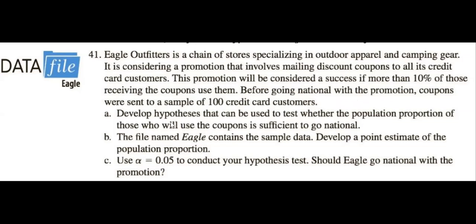And here is basically a hypothesis testing. The question asks to develop hypotheses that can be used to test whether the population proportion of those who will use the coupons is sufficient to go national. So what does this mean? If the proportion is sufficient to go national, here we have the details of this statement. It says it's considered if at least, or more than, 10% of those receiving use those coupons.